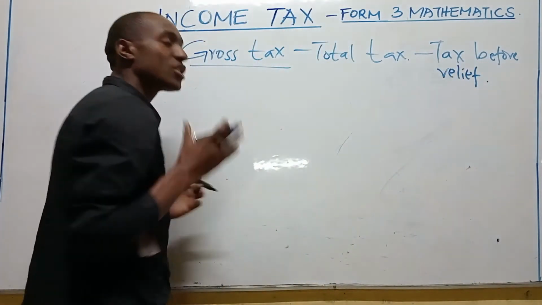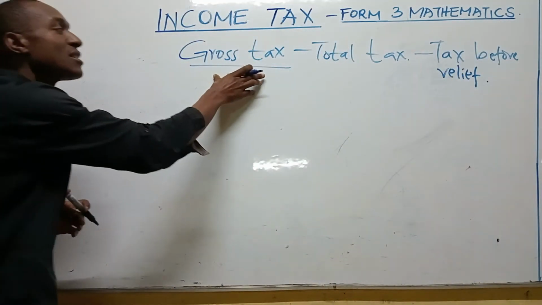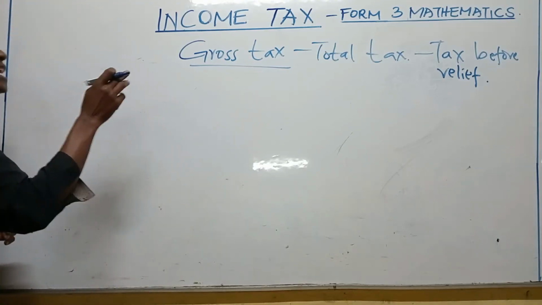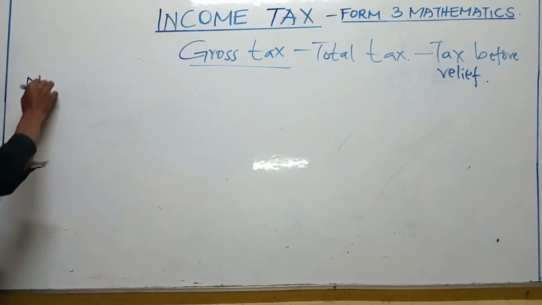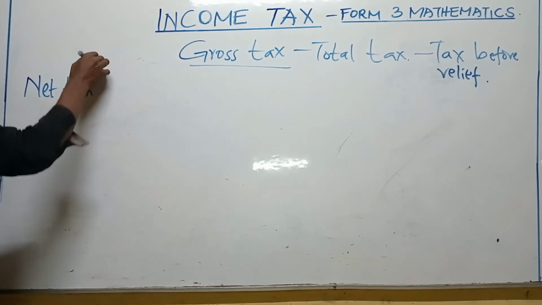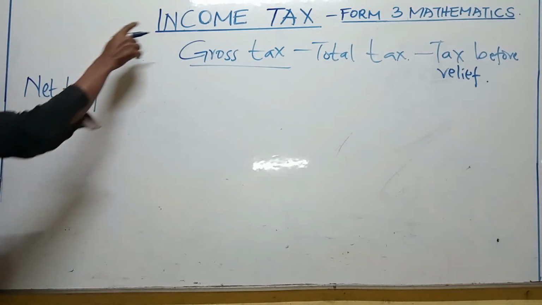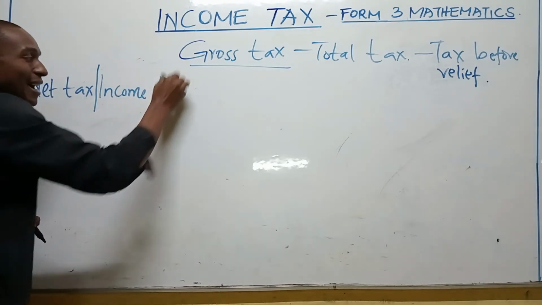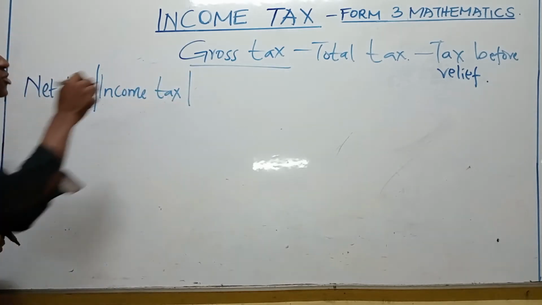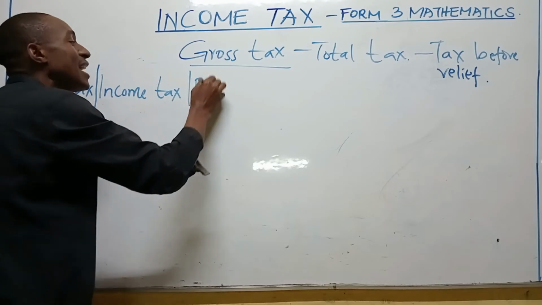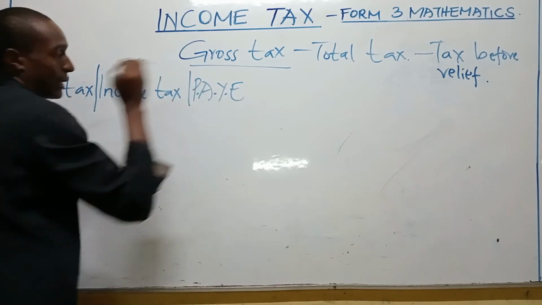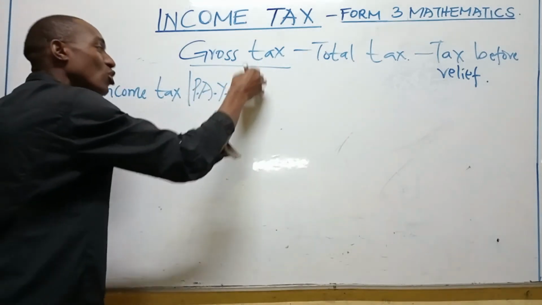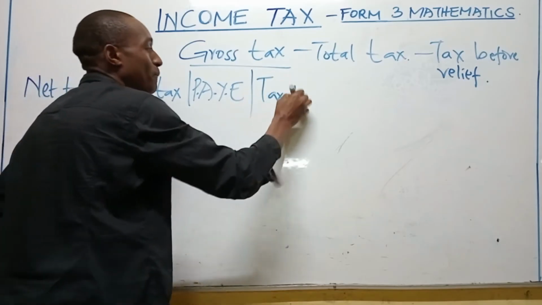Or total tax. The importance of this tax is it will enable you get what we call net tax. And net tax is what we are calling income tax. Income tax is what we call pay as you earn. Pay is what we call tax payable.